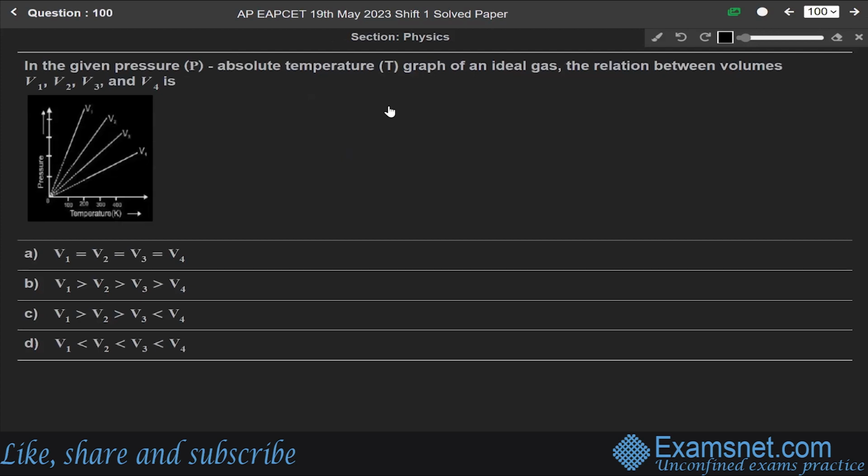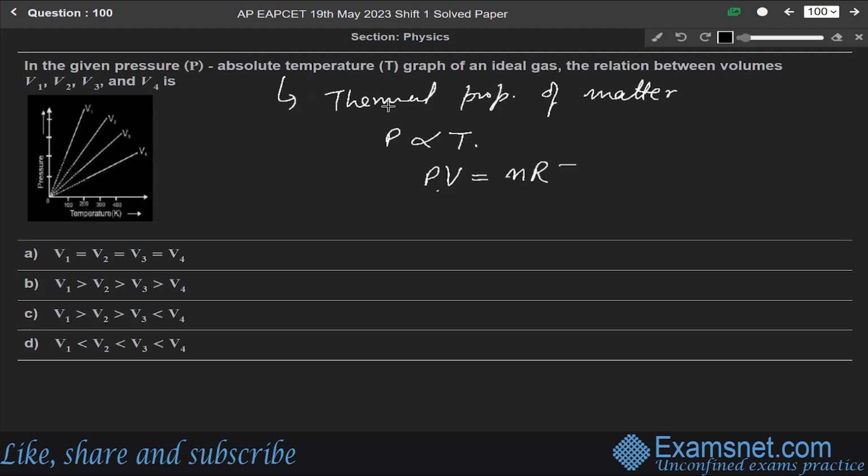Now next question 100. In the given pressure P, absolute temperature T graph of an ideal gas, the relation between volumes V1, V2, V3 and V4 is, since it is a pressure temperature graph. First of all, this is from the chapter of thermal properties of matter. For a pressure temperature graph, P is directly proportional to T, since PV equals nRT. So P will be equal to nR over capital V into T.